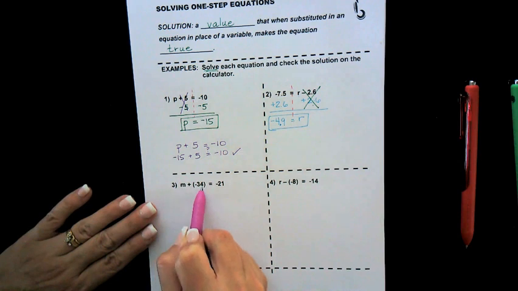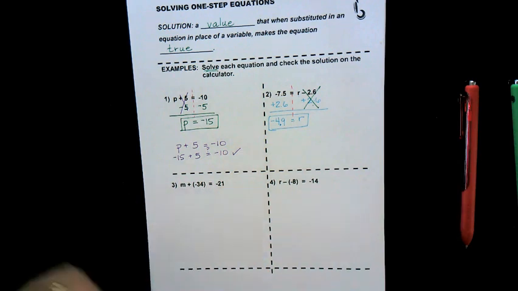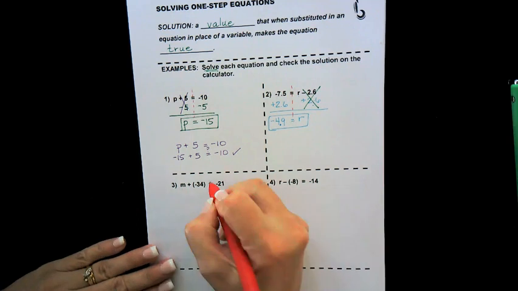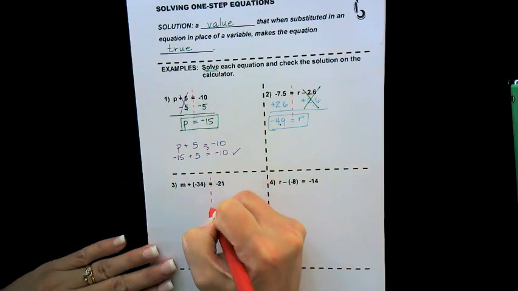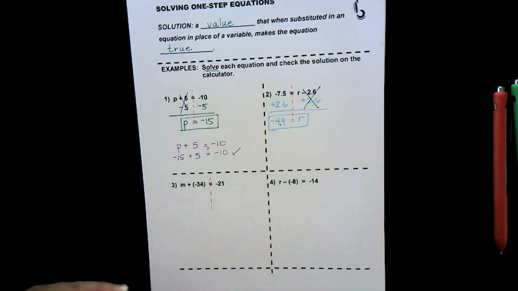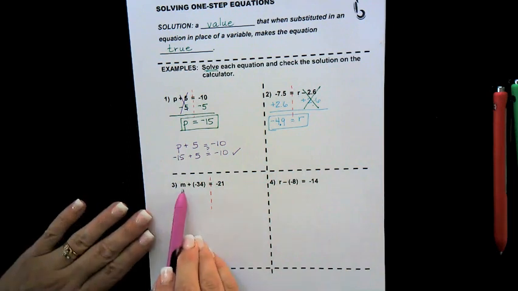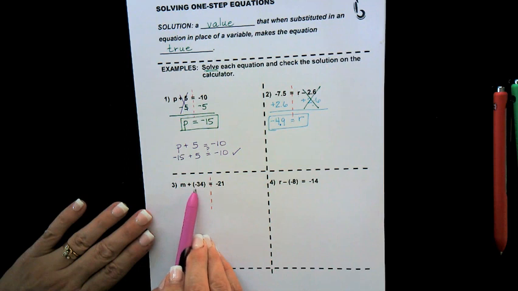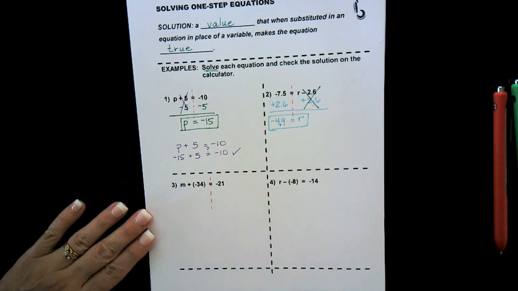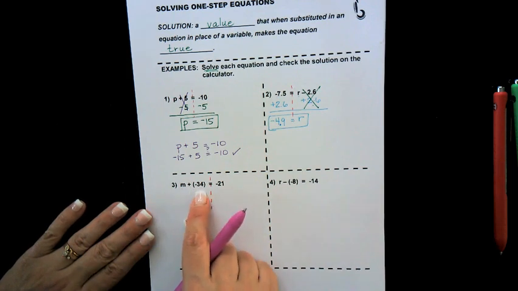m plus negative 34 equals negative 21. I'm going to go ahead and put that imaginary line at the equal sign. And I'm asking myself, what's happening to the variable? What's happening to the m? It's being added by negative 34. So we're going to do the opposite of adding negative 34. You may say, well, that's subtracting negative 34. And you're right, it is. However, it might be a little bit easier if we do the opposite by adding positive 34.